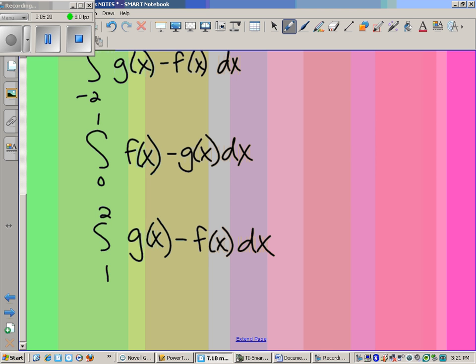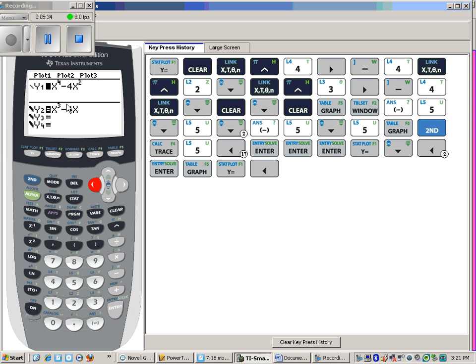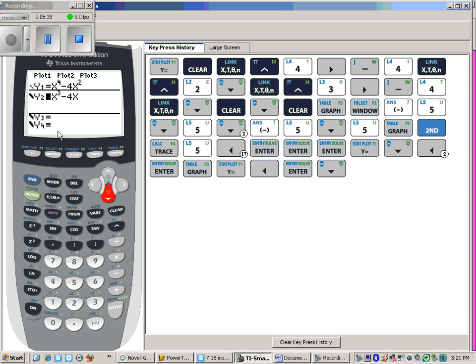But in order to evaluate them in the calculator, you have to put in your g of x minus f of x. So that's when I'm going to go back into my calculator, into my y equals. I'm going to turn off my y1 by going over the equal sign and pushing enter. I'm going to go over my y2 and turn it off.